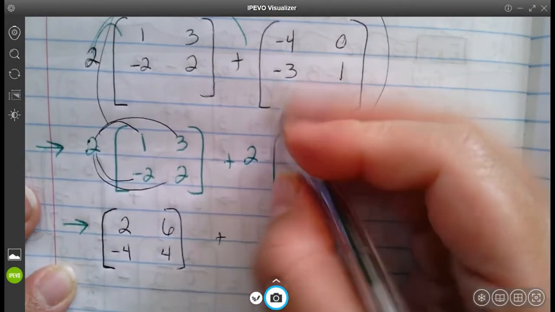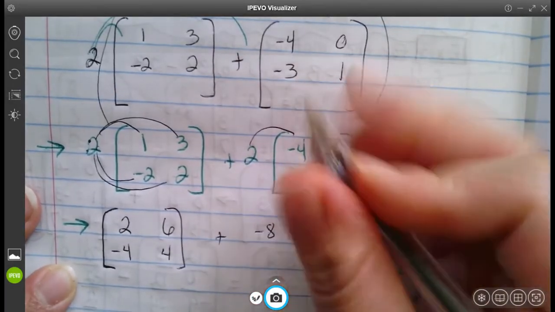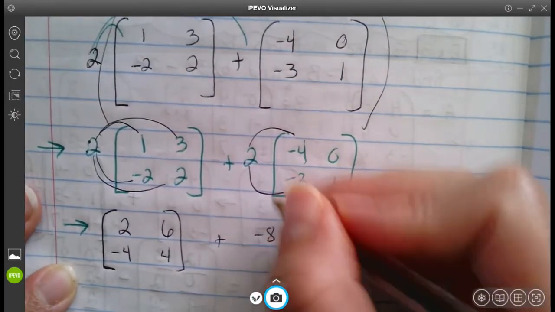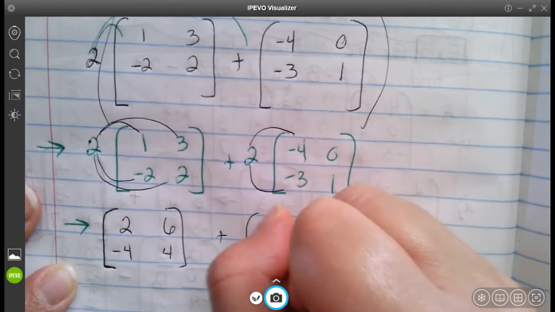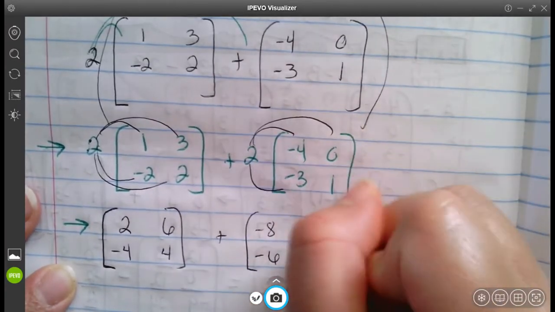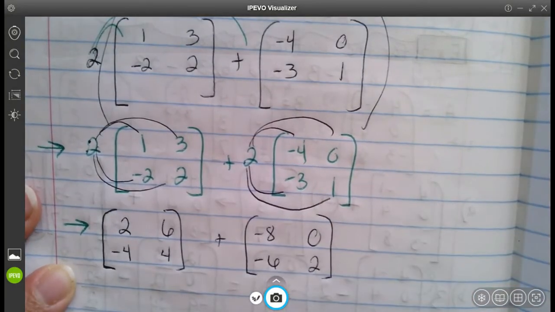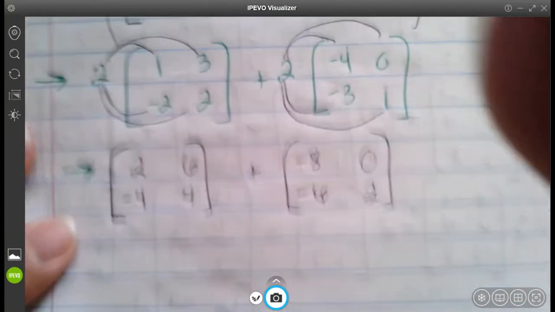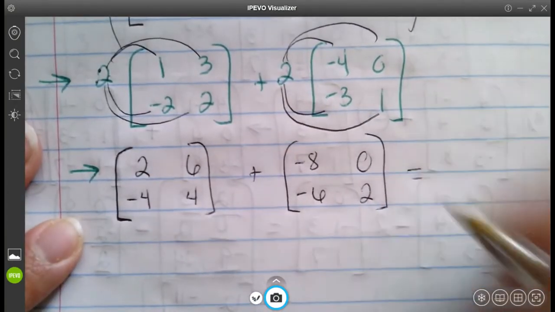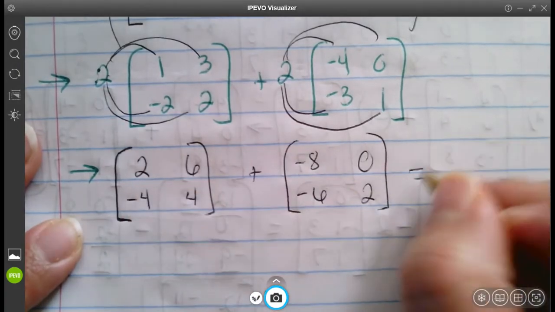Next part, plus 2 times negative 4 is negative 8. 2 times negative 3 is negative 6. 2 times 0 is 0. And 2 times 1 is 2. So we are left with these two matrices at the bottom, okay? And just like before, we can go ahead and just add up the corresponding elements.